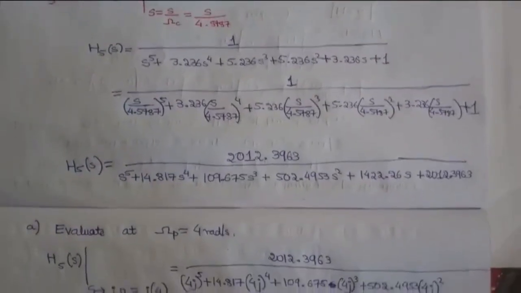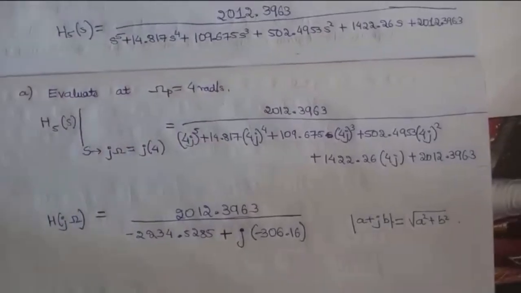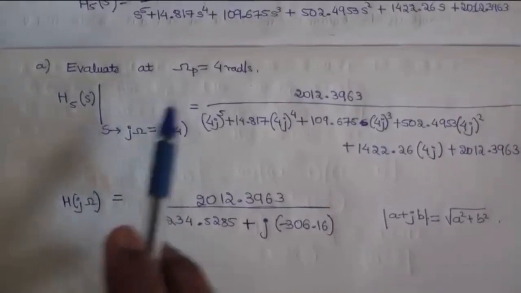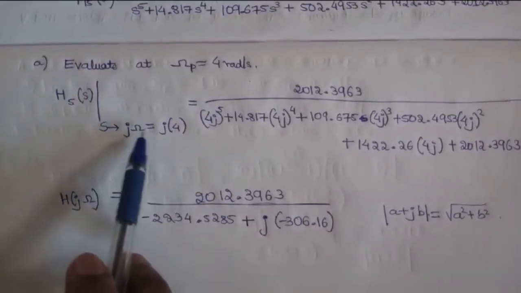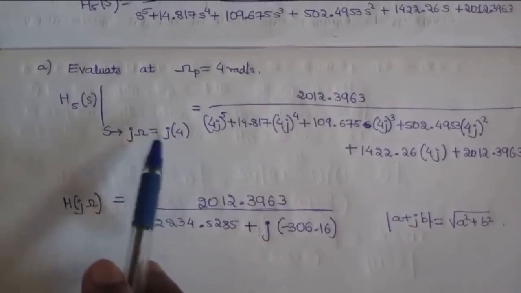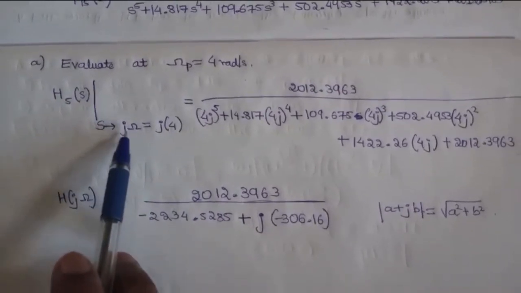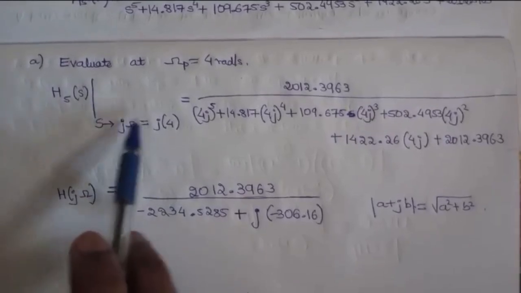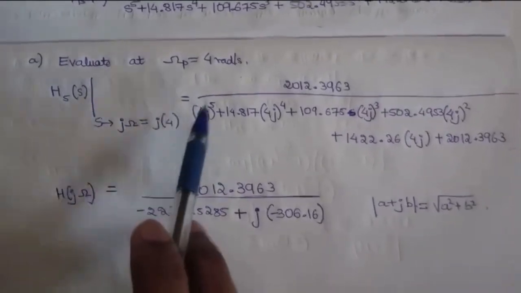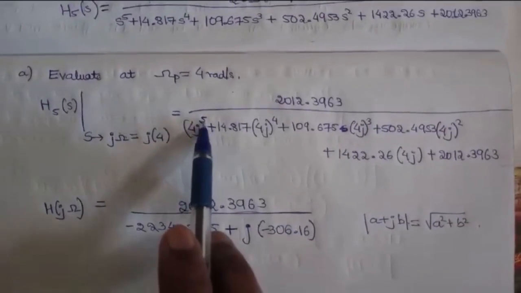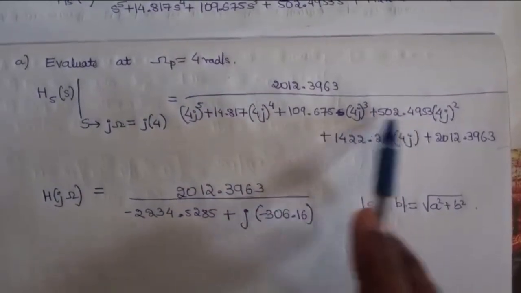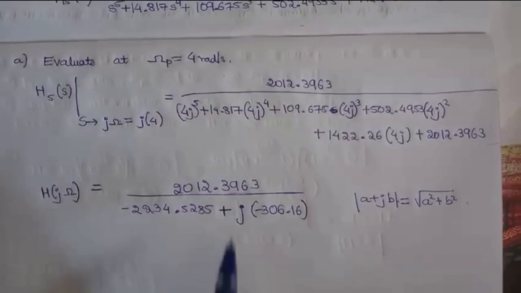Evaluating this transfer function at omega p is equal to 4 radian per second, we know that s is equal to j omega, where omega is 4 radian per second. Substitute 4j in place of s. 4j raised to 5 plus 14.817 into 4j raised to 4, and similarly wherever s is there, substitute 4j.